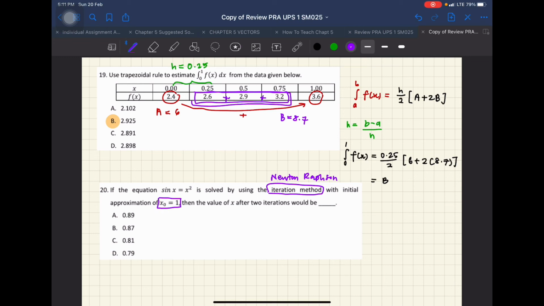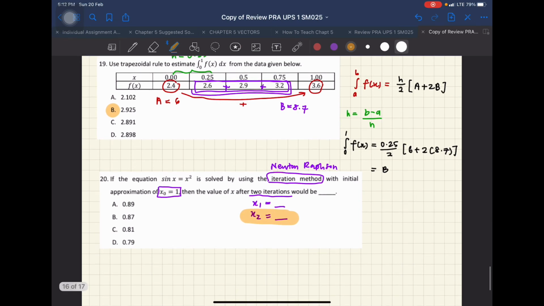Okay, and then the value of x after 2 iterations. So dia cakap dekat sini 2 iterations. So maksudnya x1 equal to apa, x2 equal to apa. So awak nak cari yang x2 tu. This is what you are going to find. Okay, so before you can use Newton-Raphson method, awak mesti ada dua benda. The first one is f dulu, and then f prime. Actually, tiga benda. F, f prime, and also x0.